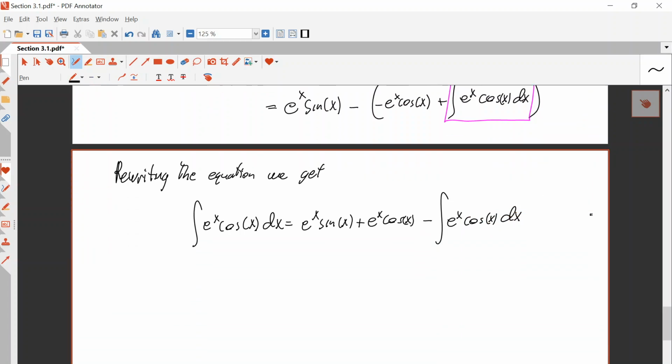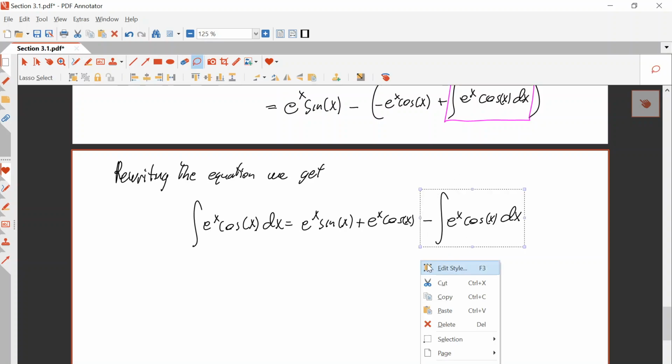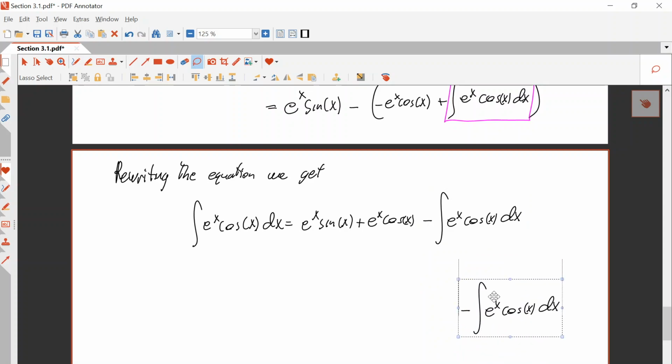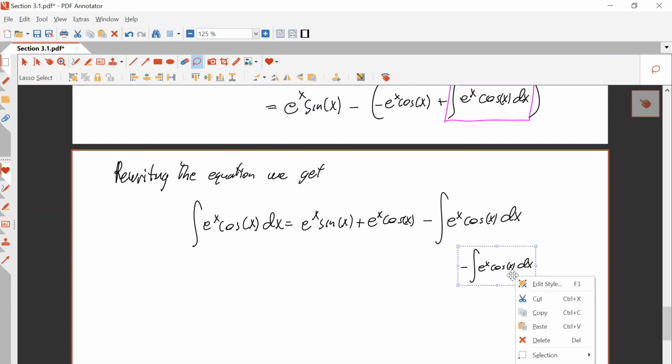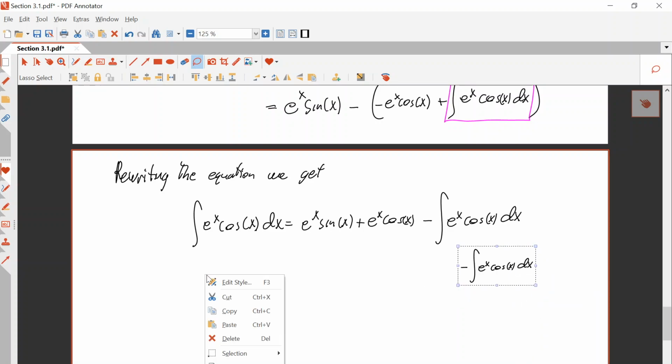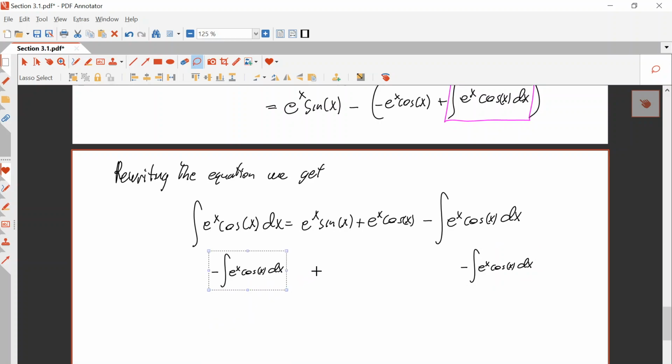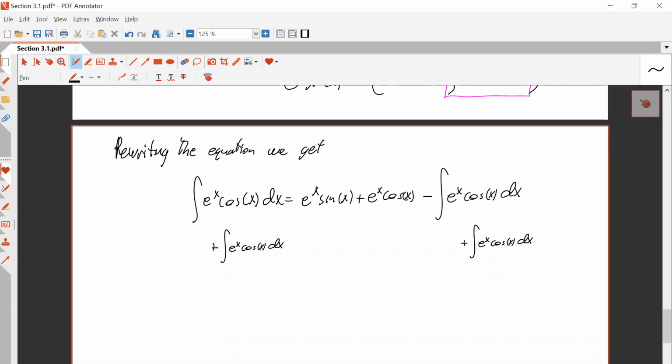So now what I'm going to do is add this to each side because it's the same antiderivative. So I'll add it here, and I'll add it here. Or sorry, I wrote subtract, but what I want to do is add it. So it'll cancel it out on the right and just give us two of them on the left.